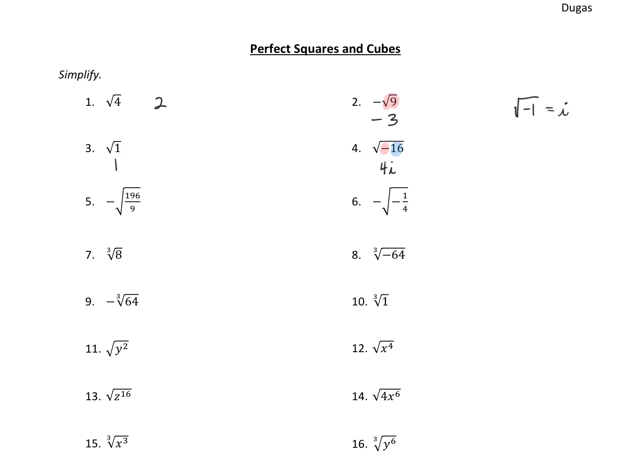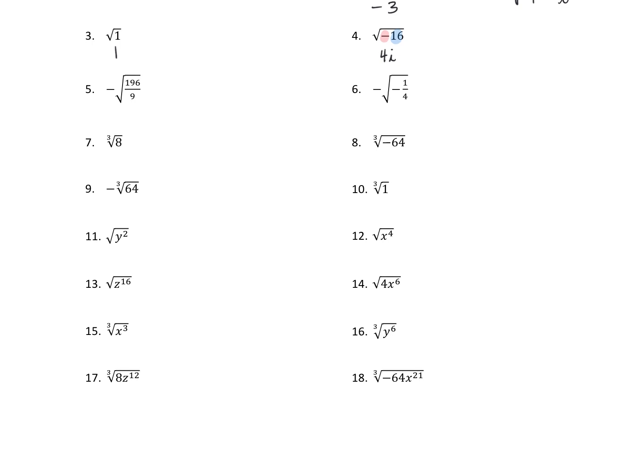Number 5, will this one have an i? Hopefully you see that the answer is no, because the negative is outside of the radical and not under the radical. So we're just going to bring the negative down, and then we're going to take the square root of 196 and 9. The square root of 196 is 14, and the square root of 9 is 3. So this will be negative 14 over 3.